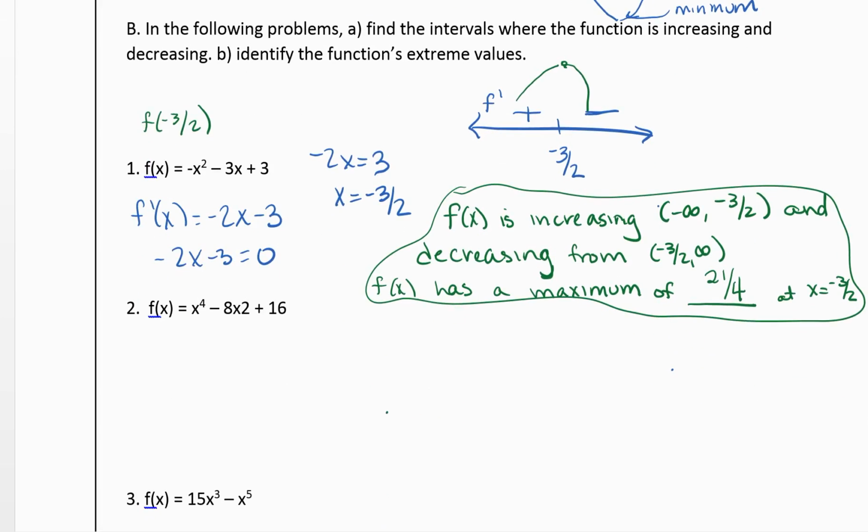Here we have a quartic function, something of degree 4. I have a little bit of a typo here. This should be a squared, not times 2. So if we take the derivative, we're going to have 4x cubed minus 16x. And we want to know where that is equal to 0.